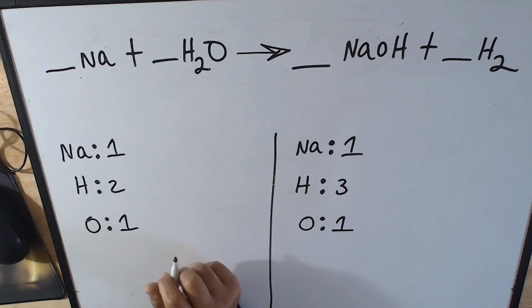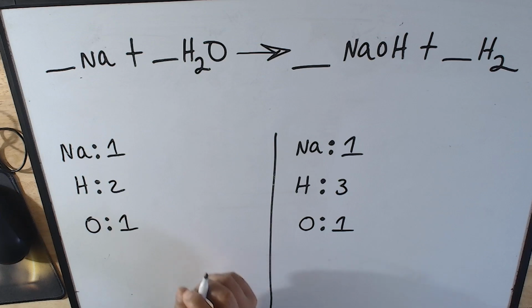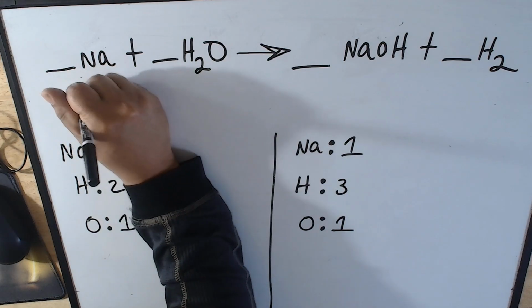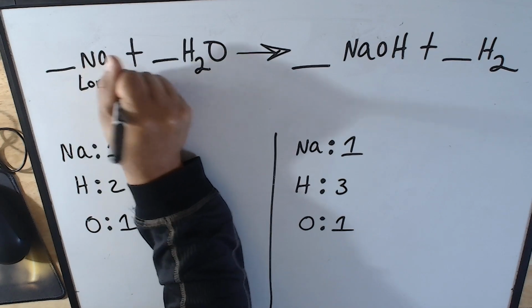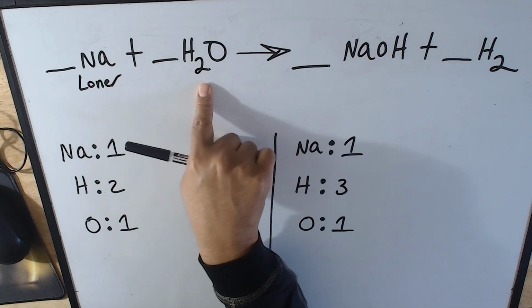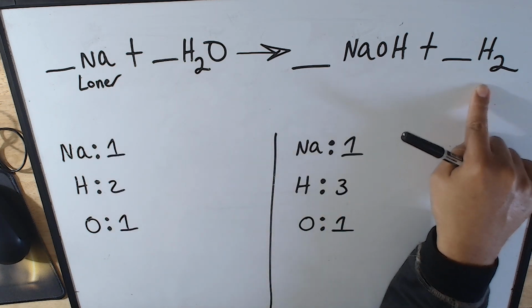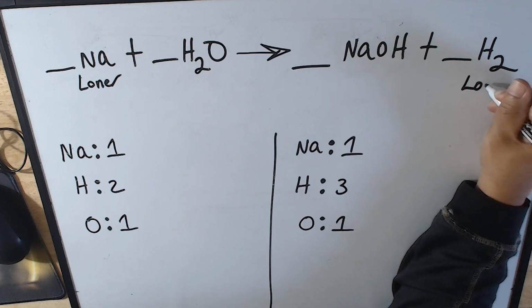Next, we're going to identify the loner, also known as the pure element. And that would be the one that is not part of a compound. So this one is by itself. It's not part of a compound, so it's a loner. This is a compound, so that cannot be it. This is a compound, that cannot be it. And then we have another loner over here.